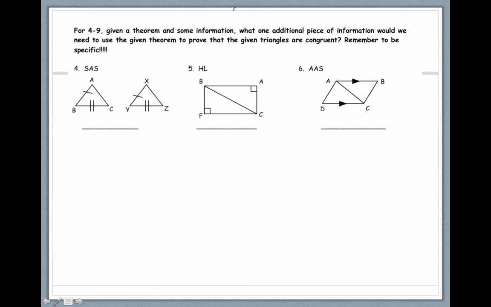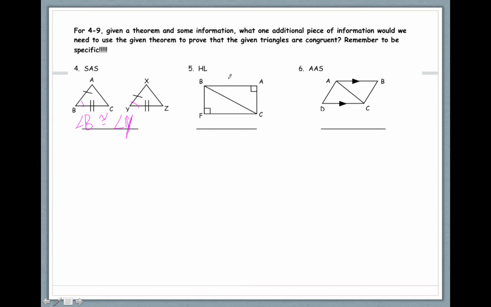Okay, so here we're given a theorem and some information, and the question is, what else do we need to know to use that theorem to prove that the triangles are congruent? Okay, so if we wanted to use side, angle, side, we need two sides and their included angles. So we would need to know that angle ABC, since there's only B over here and not over there, we would need angle B to be congruent to angle Y. And then we would have side, angle, side.